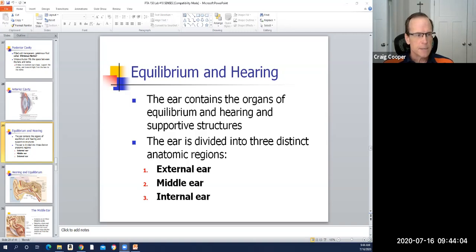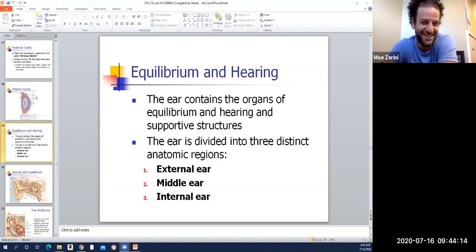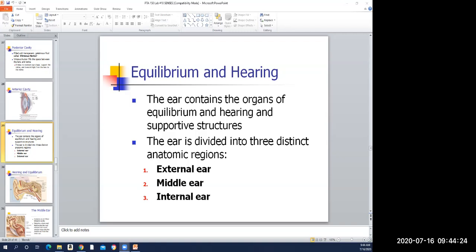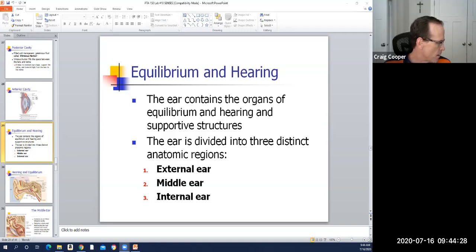So Mo, you got all those eye structures down? Committed them all to memory already? I hope so. There you go. You got some more days to get it down. Where is that in our book? The eye and the ear, I want to say it's chapter 19.